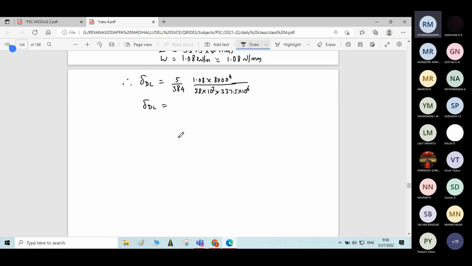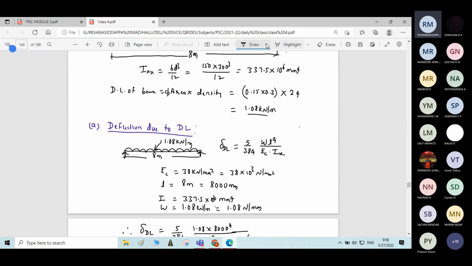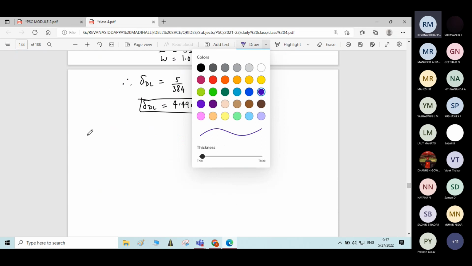Now, if you calculate the deflection due to dead load, you will get 4.49 millimeter. All of you check your answer. It is 4.49 millimeters. With this, the calculation of deflection due to dead load is over. Similarly, we will calculate deflection due to live load now. Second, deflection due to live load.